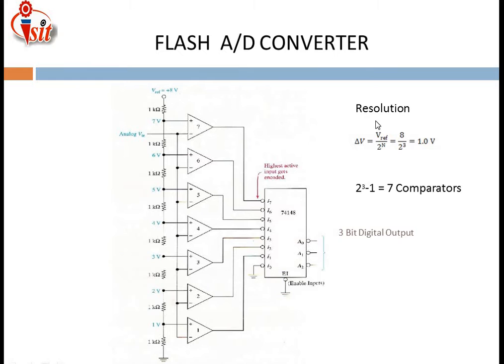And for the resolution, the resolution formula is delta V, that means the change or variation in output voltage, is equal to the reference voltage divided by 2 raised to n. What reference voltage are we applying here? We are applying a reference voltage of positive 8 volt, as shown here. That value for the reference voltage is written as 8 volt. And what is the value for n? n is nothing but the 3-bit digital output we are getting. So n is equal to 3. That equation becomes 8 divided by 2 raised to 3 is equal to 1 volt. This is the basic structure related to flash analog to digital converter.